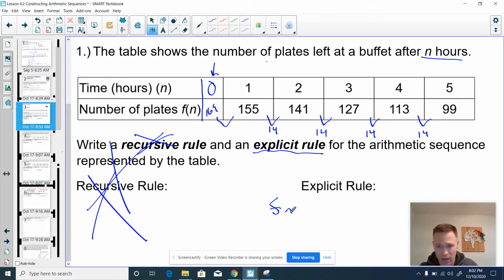So we're going to have f of n is equal to how many plates did we start with at time 0? 169, right? And how did those plates change? Well, we dropped 14 plates. I suppose I should probably put negative signs here, right? We use 14 plates every hour. Well, if n represents hours, that means I'm going to subtract 14 every hour. And that would be my explicit rule, okay?